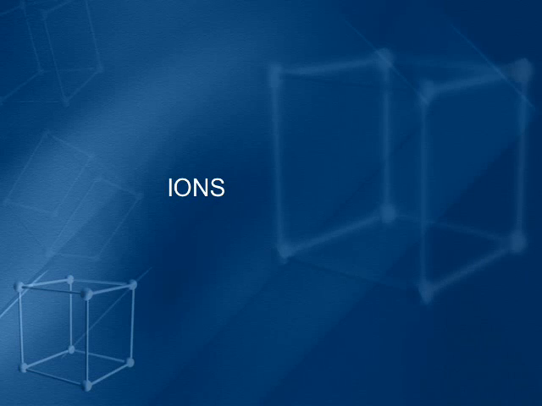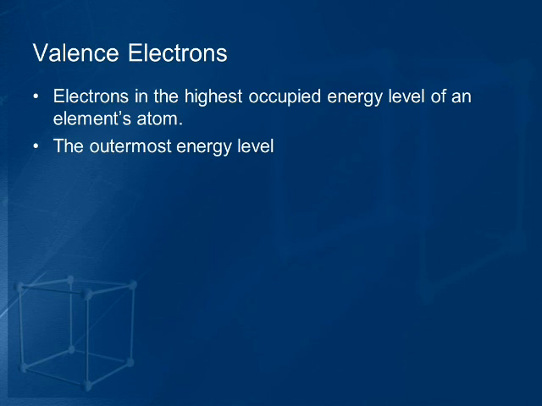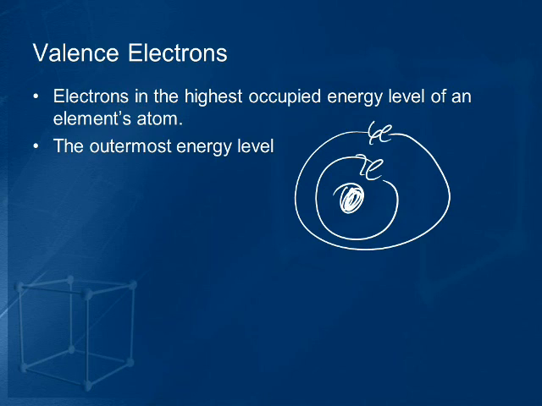Now we get to talking about ions, and in order for us to learn about ions, we need to understand valence electrons. Valence electrons are those electrons in the highest occupied energy level of an element's atom. So, in other words, the outermost energy level. So if we have an atom, here is a nucleus, we have some electrons here, and electrons here. The very last energy level, highest occupied energy level, would be the valence electrons. These valence electrons are what's involved in chemistry.